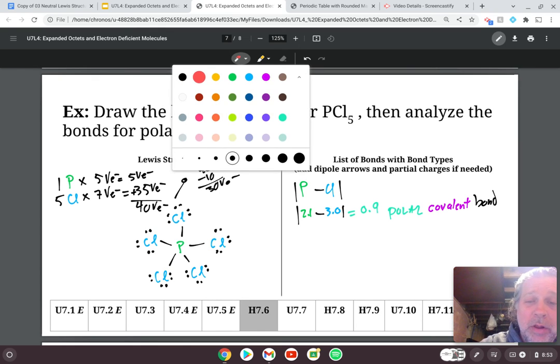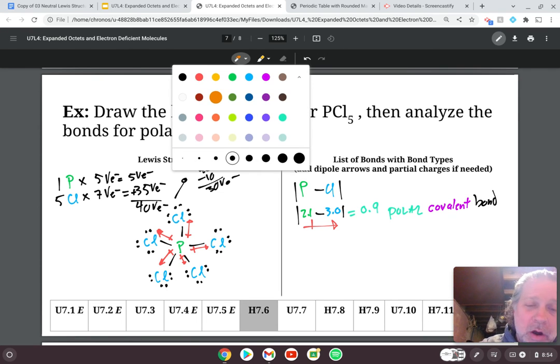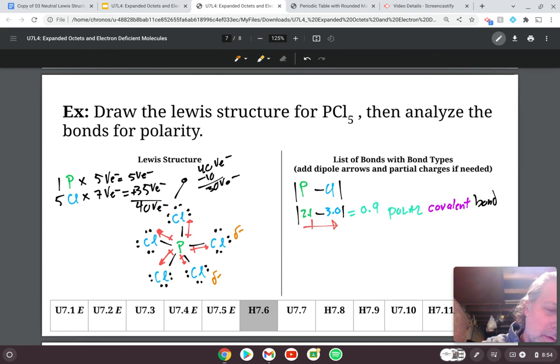And I got to draw arrows toward the more electronegative element. So every one of these gets an arrow out, like so. And then we have to draw our partial charges. And remember that delta negative is where the electrons are being pulled toward. And so in this case, all of the chlorines are going to get a delta negative. And the phosphorus is going to be delta positive. That's that. All right, one more to go.